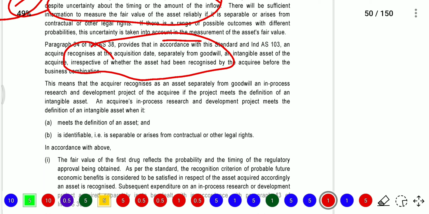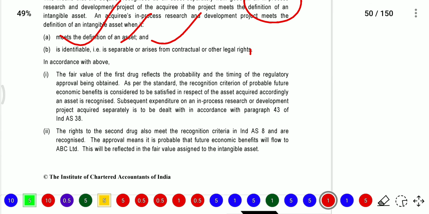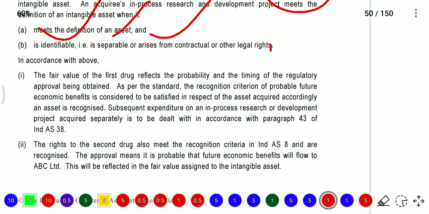This means that the acquirer recognizes the asset separately from the goodwill. If it is in process also, the R&D project of the acquiree, if the project meets the definition of an intangible asset, the acquirer's in-process R&D project meets the definition. So it is identifiable. Identifiable means separable or arising from contractual or other rights. In accordance with the above, the fair value of the first drug reflects the probability and the timing of regulatory approval being obtained.